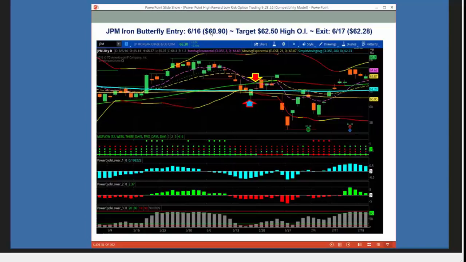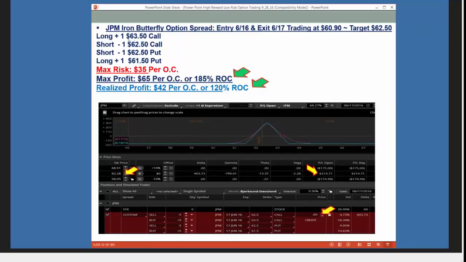So it was trading at 60.90, went out the next day at 62.28, very close to that 62.50. So one-day trade. So here's what it looked like. If you look at an iron butterfly, you can look at it two different ways. You can either call it a short straddle, because you're short a call, short a put, and then you're long a strangle around it. Or the better way really to look at it, so you know that these are two vertical spreads, is you look at this as a bear call credit spread at the money 62.50, and then a bull put credit spread at the money 62.50.